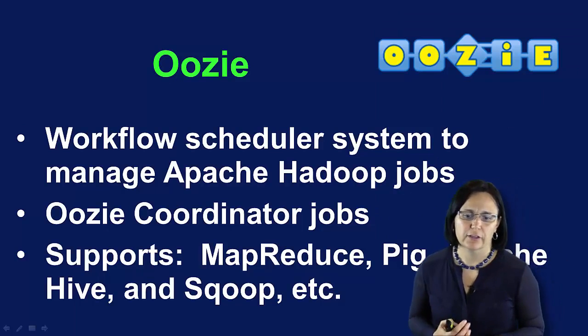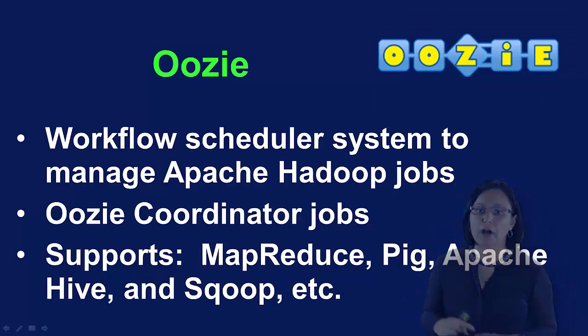Oozie is a workflow scheduler system that manages all of our Apache Hadoop jobs. Oozie workflow jobs are what we call DAGs, or directed acyclic graphs. Oozie coordinator jobs are recurrent Oozie workflow jobs that are triggered by frequency or data availability. It's integrated with the rest of the Hadoop stack, supporting several different Hadoop jobs right out of the box. You can bring in Java MapReduce, you can bring in streaming MapReduce, you can run Pig and Hive and Sqoop and many other specific jobs on the system itself.